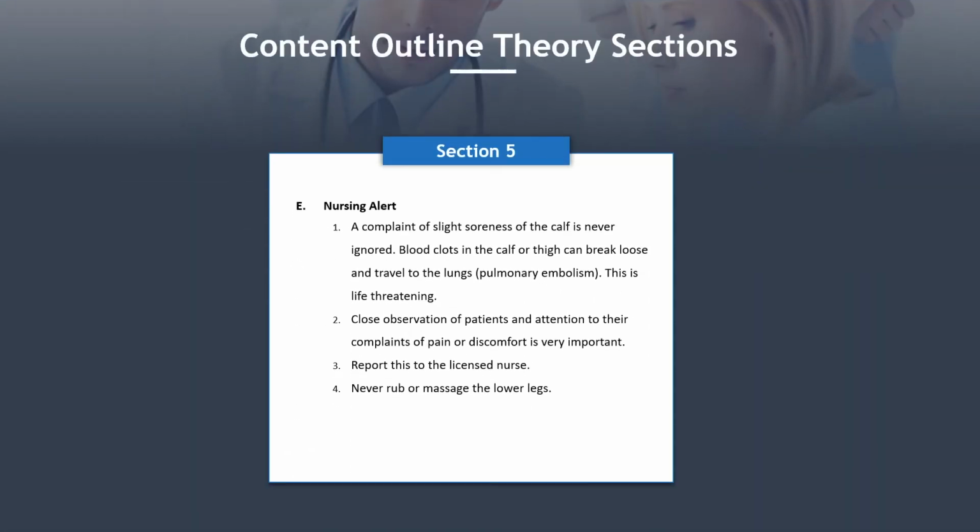E. Nursing alert. A complaint of slight soreness of the calf is never ignored. Blood clots in the calf or thigh can break loose and travel to the lungs, causing a pulmonary embolism. This is life-threatening. Close observation of patients and attention to their complaints of pain or discomfort is very important. Report this to the licensed nurse. Never rub or massage the lower legs.